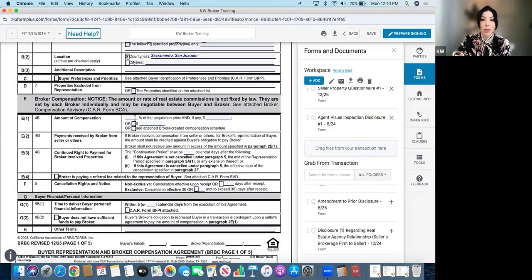Amount of compensation. So this is an agreement between you and the buyer. You can have that discussion and ask them if they do have the funds to compensate you, explain how you're compensated so you can offer it. But typically we ask for it in the offer. However, if the seller does not compensate us, do you have the funds to pay?